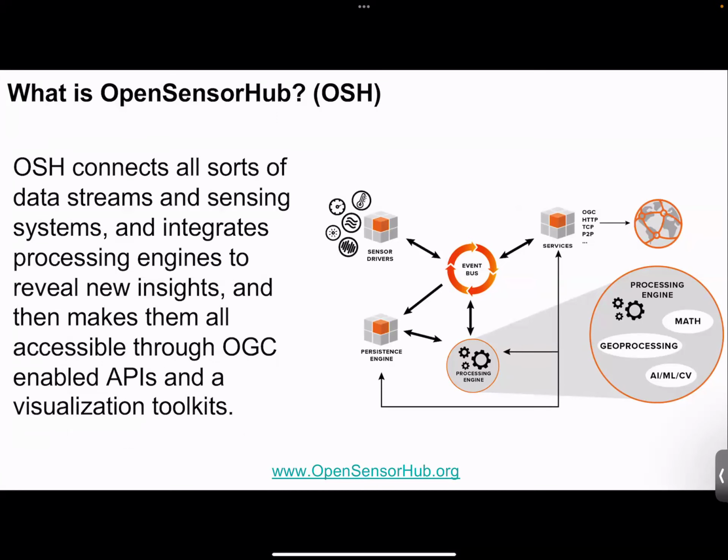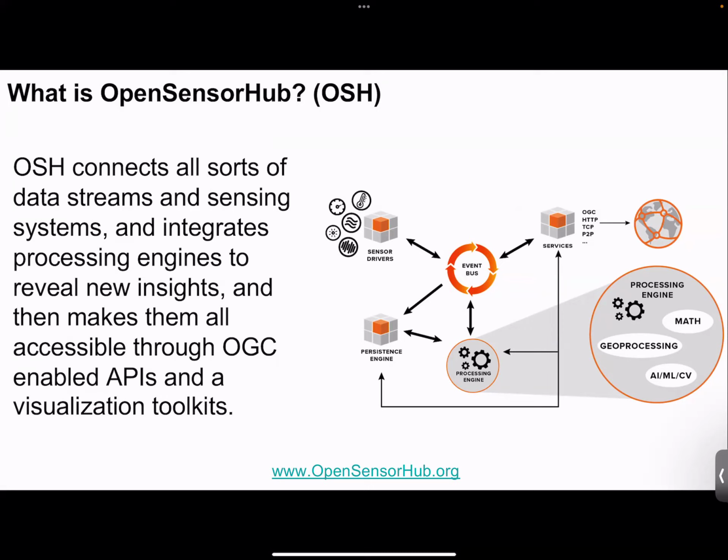In the end, we just connect a lot of different data streams and sensing systems. That doesn't mean sensors. It means systems that sense. All systems sense, but I'll just call them sensing systems. And we integrate all sorts of processing engines to reveal new insights and make them all accessible through OGC APIs into all sorts of different visualization toolkits, but also all sorts of different processing chains. You'll see that the way OpenSensorHub works is a lot of stuff's already done, so we just write a modest amount of code for any additional system. We're not asking them to adhere to the standard. We write to their proprietary API.